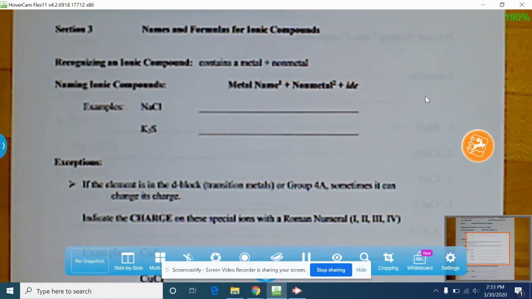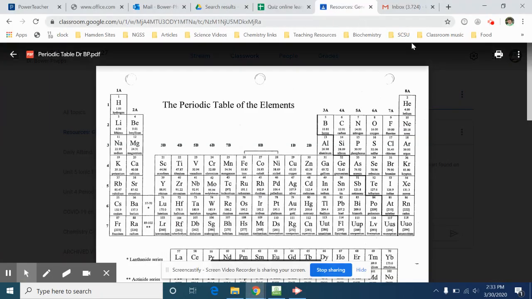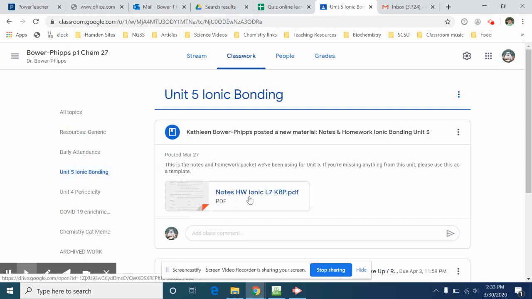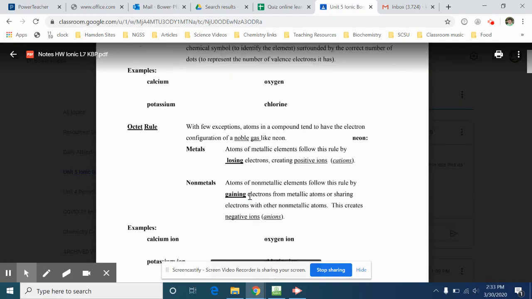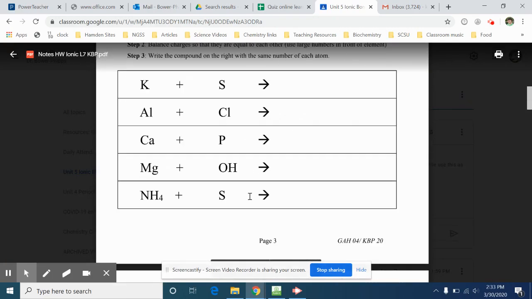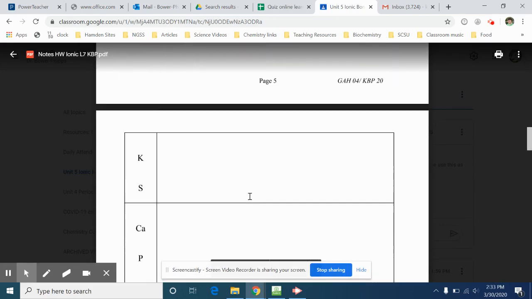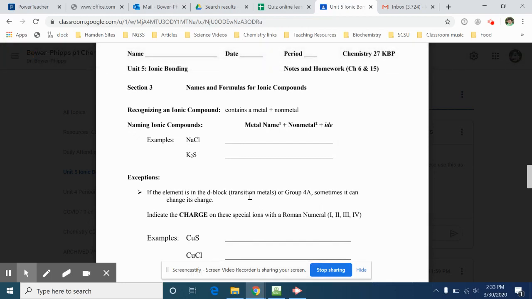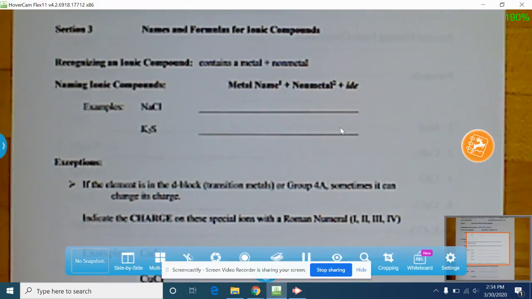This is page 8 of your notes and homework packet. You can access page 8 of your notes and homework packet from your Unit 5 Ionic Bonding. And this is the notes and homework, starting page 8. I apologize that the focus of my HoverCam is not so great, but you have much better resolution on Google Classroom, so you can follow along at home. So this is page 8.